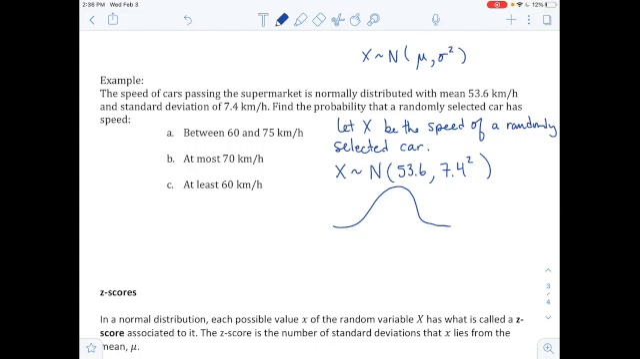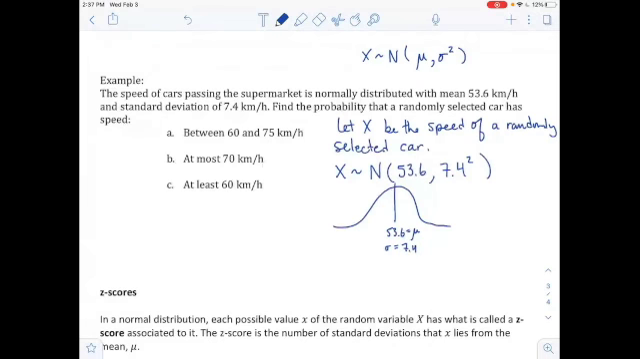Okay, we've got the diagram here. We know 53.6 is the mean. Oh, my cat, sorry. Go, cat. Is attacking my screen. And the standard deviation is 7.4.